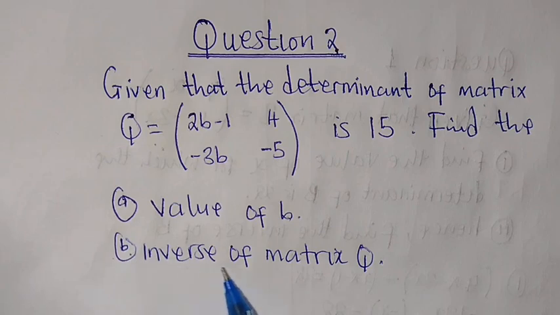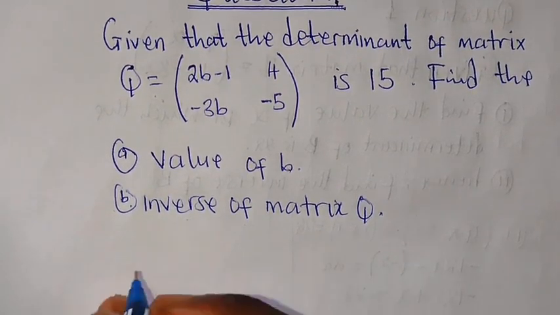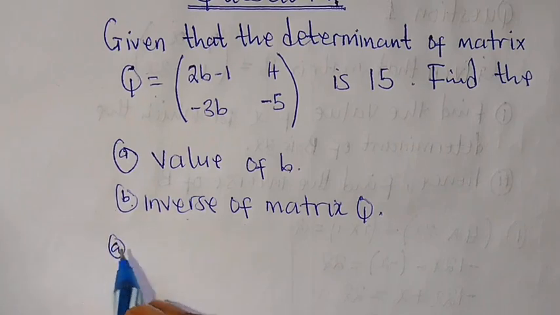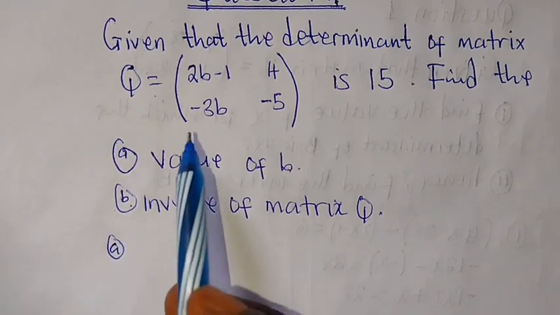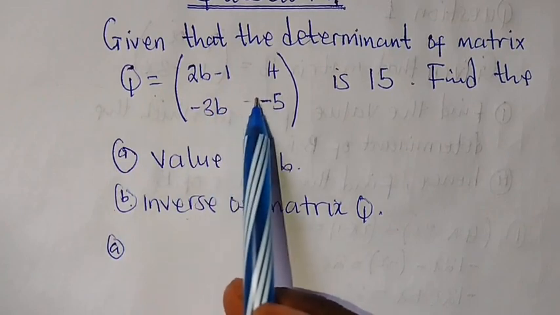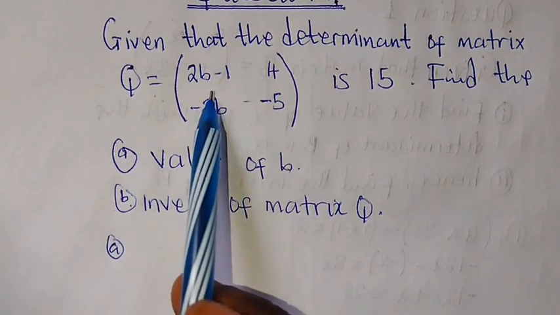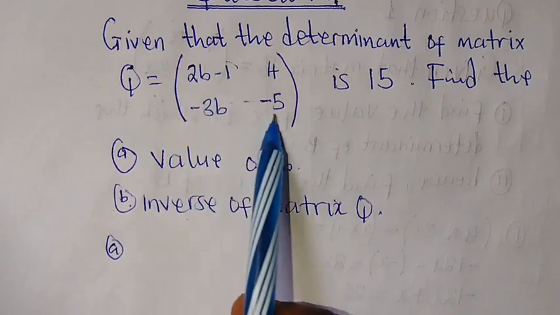Question B, find the inverse of matrix Q. So we are going to start with finding the value of b. Okay, so we write our question. To find the value of b, since we have been given the matrix of this Q, we are going to find the product of the major diagonal elements.